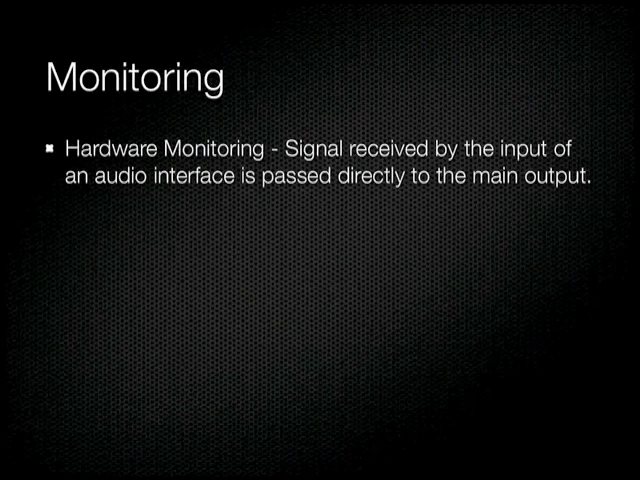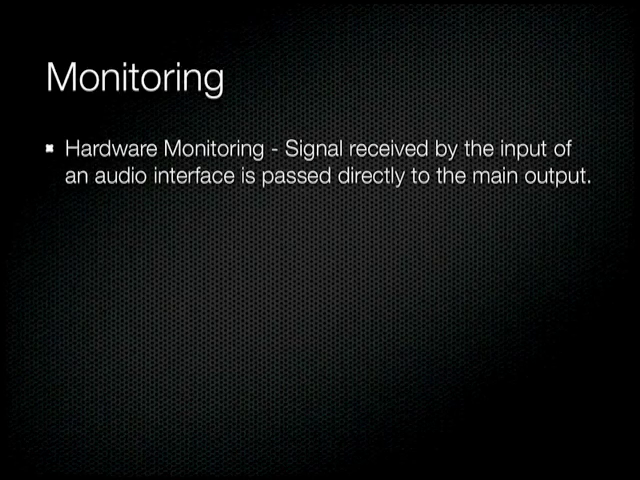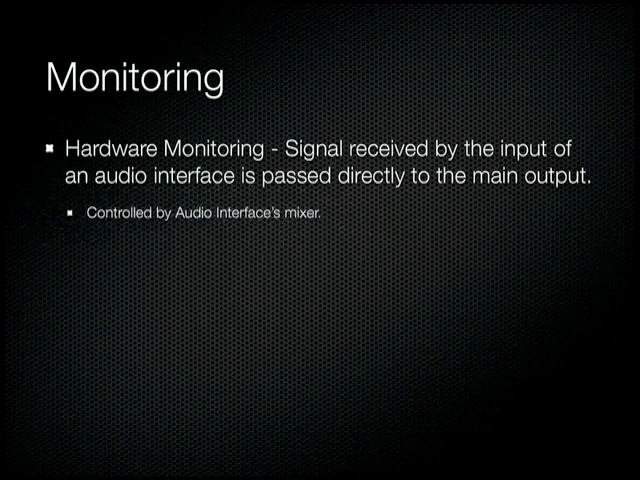But first, let's look at a few important terms and concepts about monitoring. Hardware monitoring is a signal received by the input of an audio interface and is passed directly to the output or the headphones. This is controlled by the audio interface's mixer. This is generally a software utility that typically looks like a mixer console, and we'll take a closer look at that in a moment.